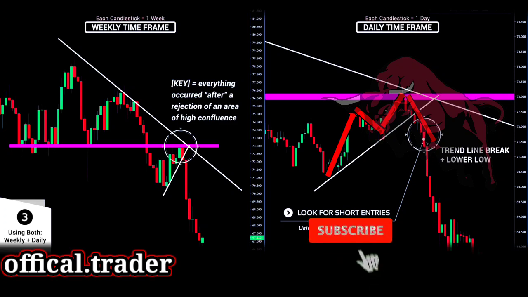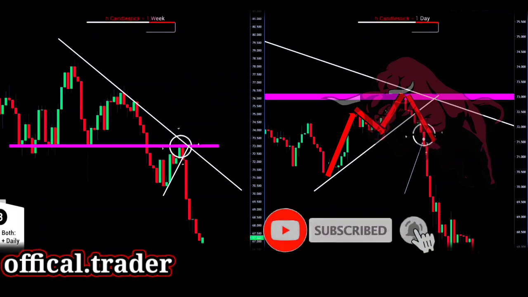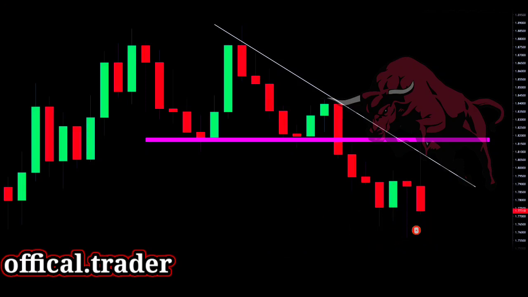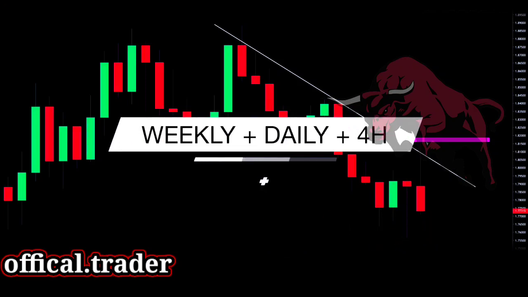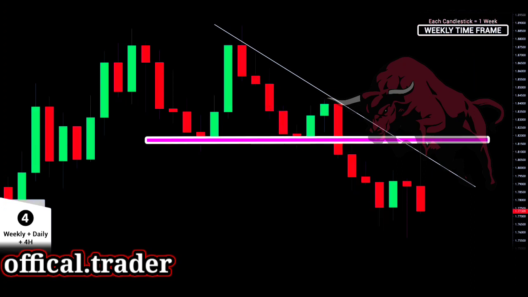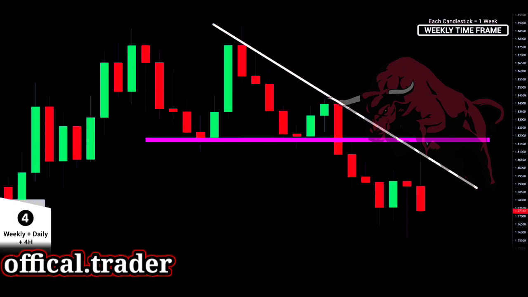Now, we're going to take it even one step further. Now, this is where we introduce true top-down analysis. We will be using 3 time frames, starting from the weekly to the daily, then to the 4-hour time frame. So, starting with the weekly, we were in a clear moving downtrend. Here was the weekly support turned resistance. Here was your trend line. Here was your access point.